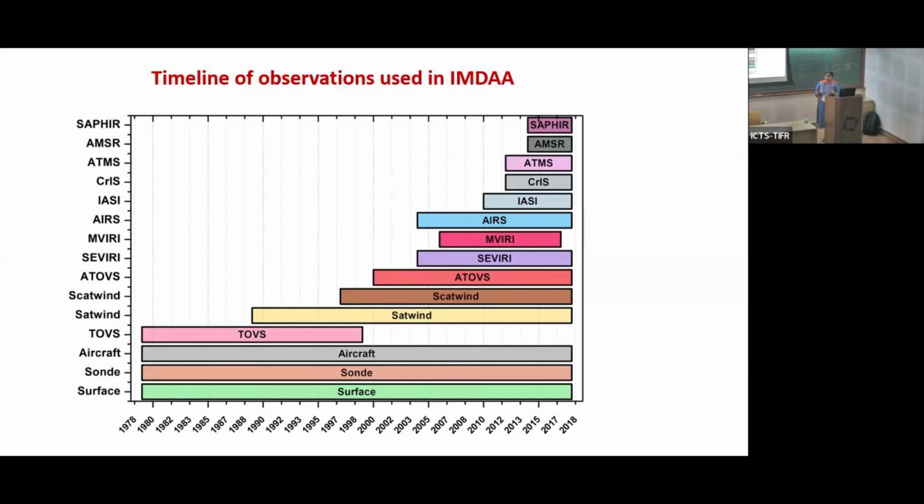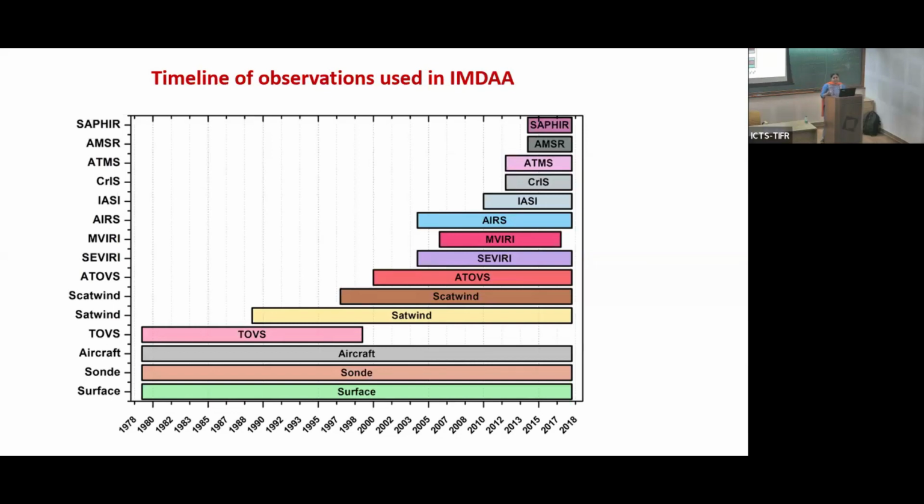There are some peculiarities of IMDAA, because IMDAA is the first reanalysis that uses Indian data. Many of the Indian surface data we used in IMDAA, and we used the INSAT satellite winds in the assimilation.